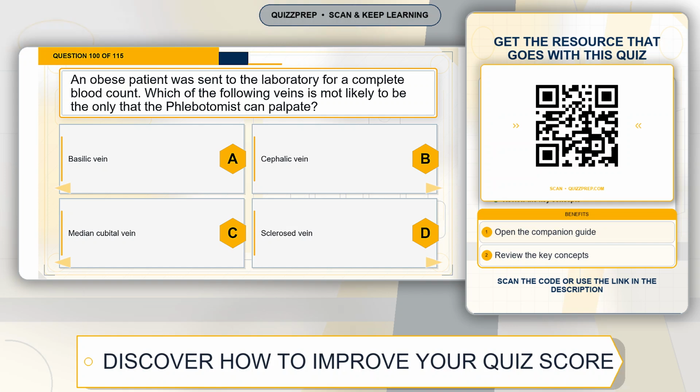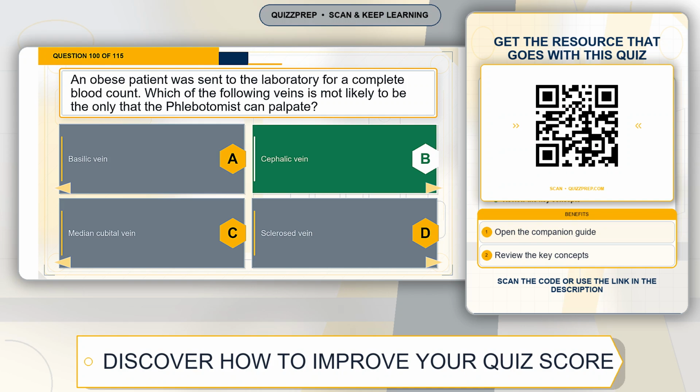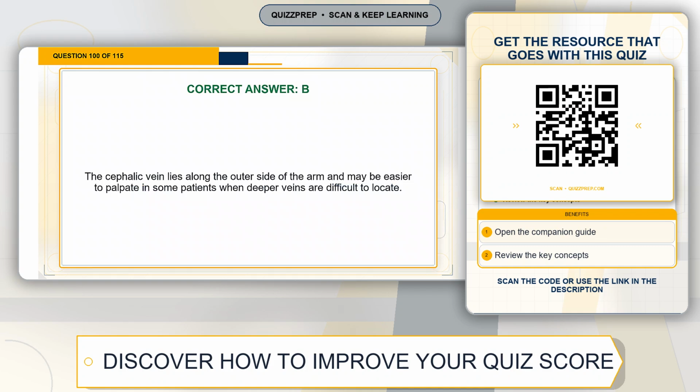Question 100. An obese patient was sent to the laboratory for a complete blood count. Which of the following veins is MOST likely to be the only one that the phlebotomist can palpate? Option A, basilic vein. Option B, cephalic vein. Option C, median cubital vein. Option D, sclerosed vein. The correct answer is option B, cephalic vein. Explanation. The cephalic vein lies along the outer side of the arm and may be easier to palpate in some patients when deeper veins are difficult to locate.